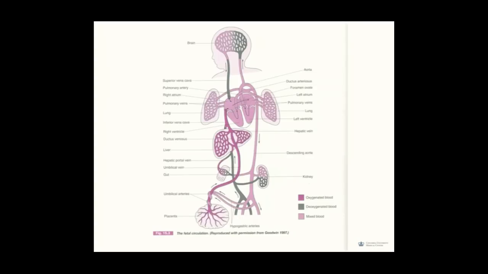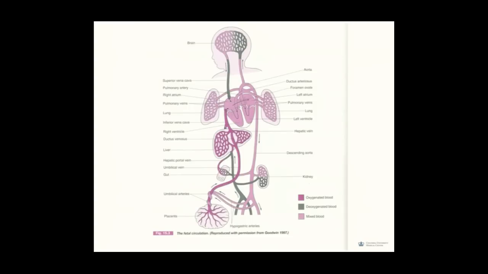So this oxygenated blood leaves the placenta through the umbilical vein, and then it enters the baby, and the first place it goes is through the liver. Blood enters the liver in the adult through two places, right? The hepatic artery and what other blood enters the liver? The portal vein, okay? So blood enters the liver through the hepatic artery and also through the portal vein.